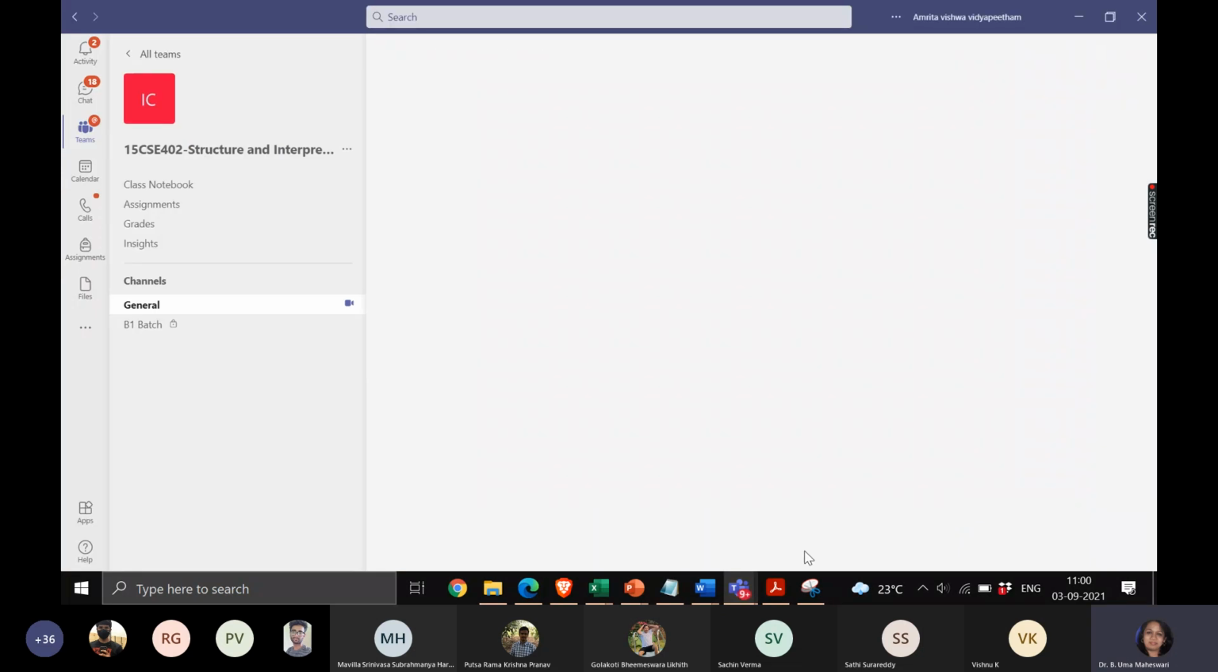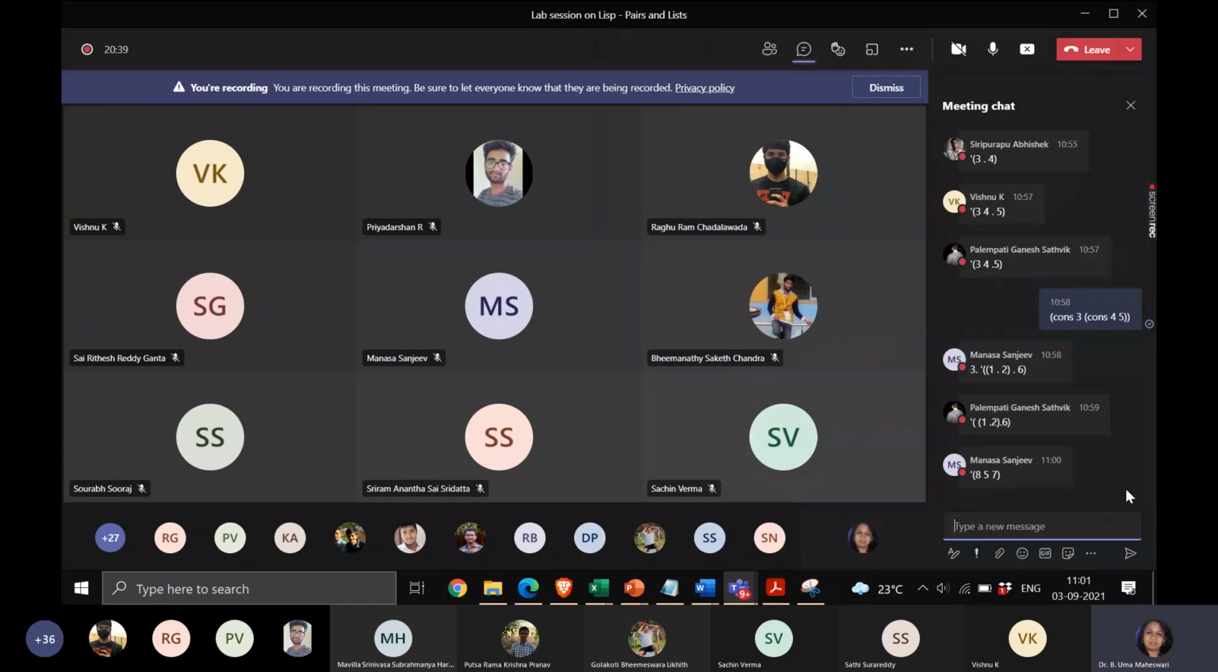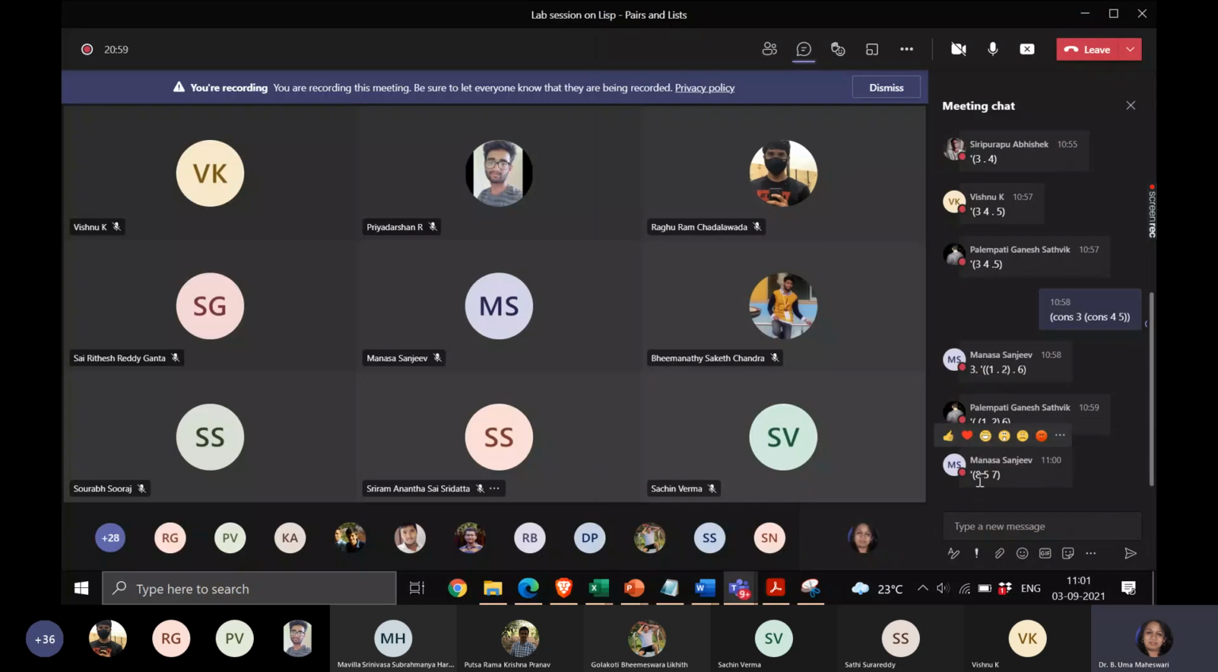Manasa has given the answer. Fourth one, by seeing the function, Sriba has already discussed, I think. Cons 8, cons 5, cons 7, and then nil. Yeah, there is a nil. So it is a list with 3 elements. If you look at the answer, within a bracket you have 8, 5, 7. Yes, we are getting the output as per our expectation.